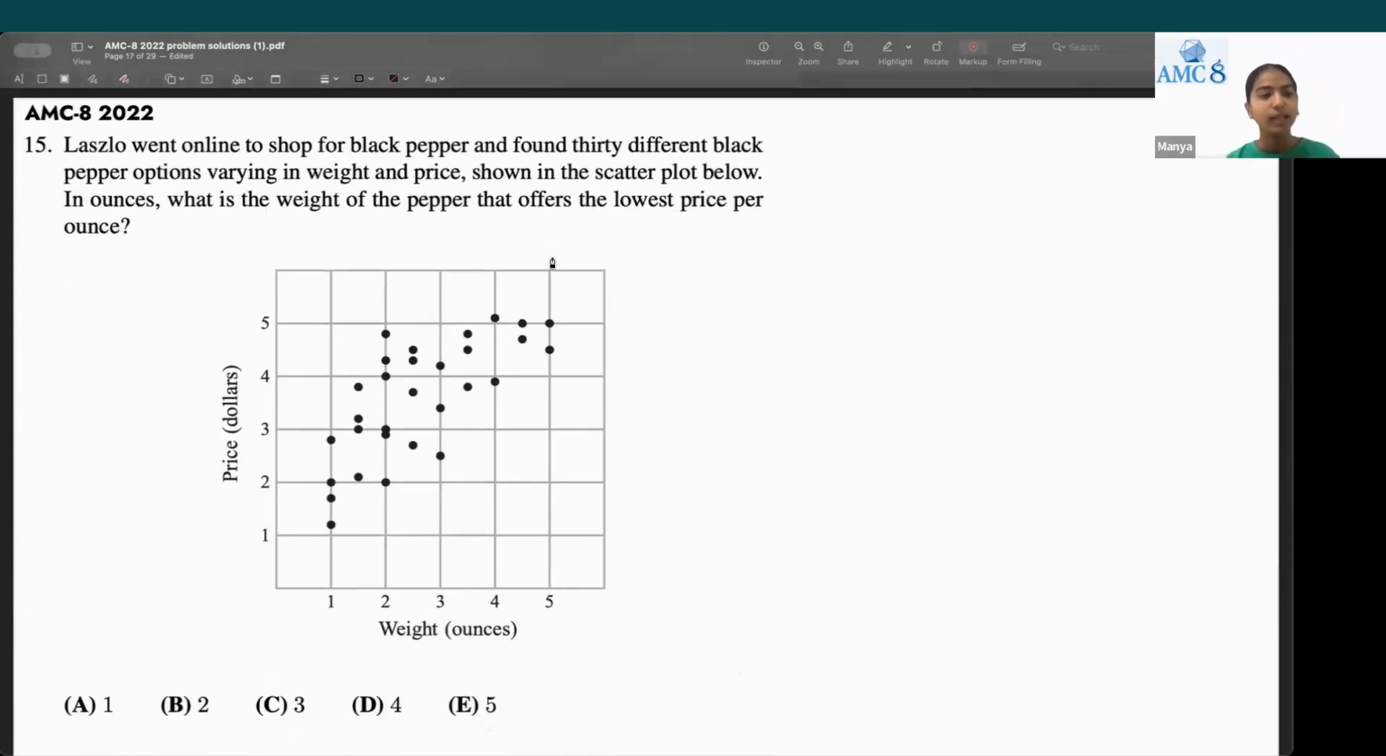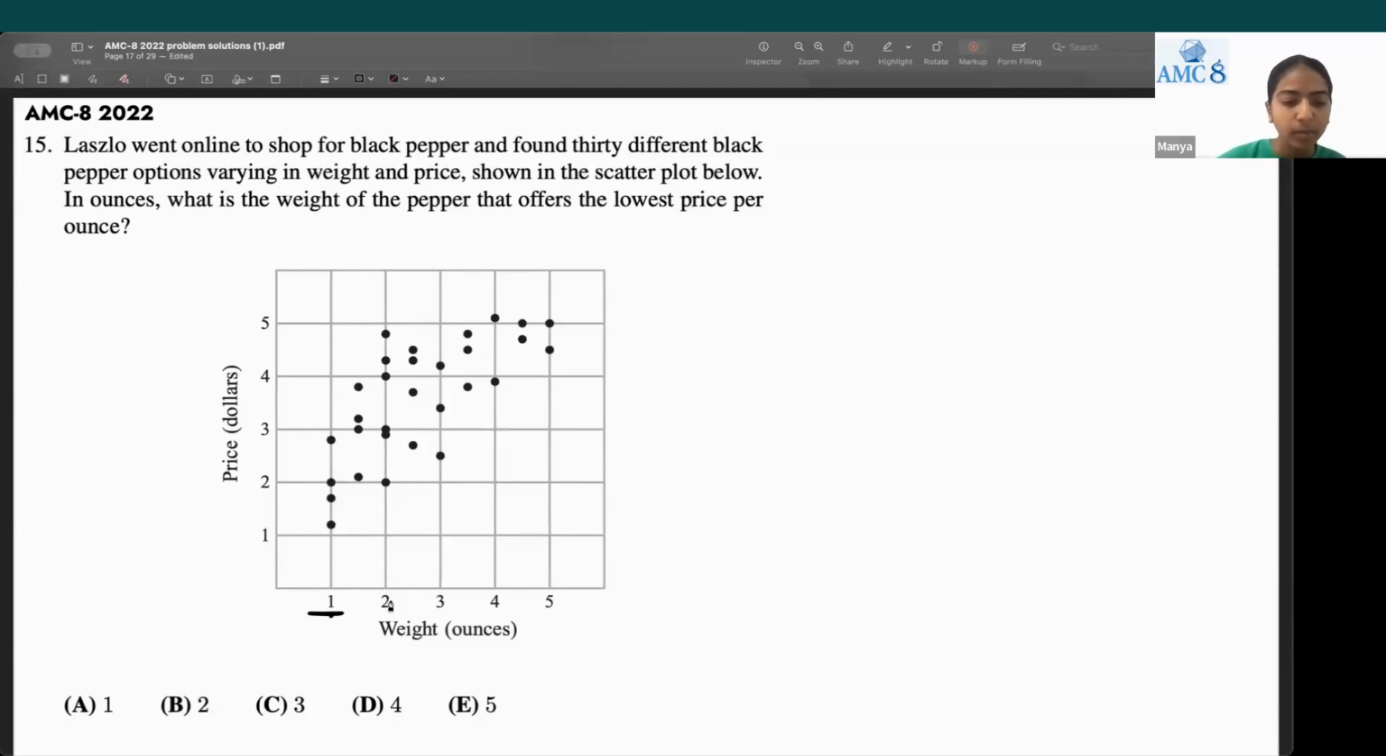Problem number 15. Laszlo went online to shop for black pepper and found 30 different black pepper options varying in weight and price, shown in the scatter plot below. In ounces, what is the weight of the pepper that offers the lowest price per ounce? So here, there's weight in ounces. So this is going to be 1 ounce here. And this is the price. So maybe like 1.1 or maybe 1.15.